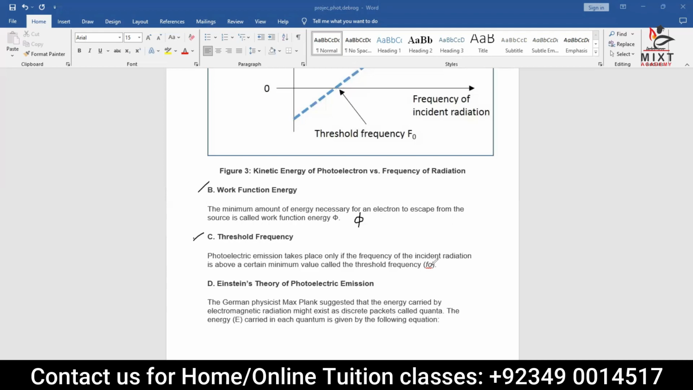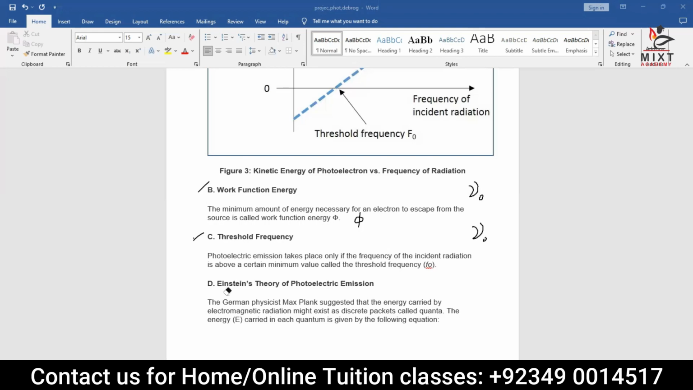Here the threshold frequency is written as f naught. Remember that there is another way of writing that as well. This sign is called phi. So sometimes you can find this as f naught, and sometimes you can find it with that sign. Don't be confused, both mean the same. So write with f naught, and write this sign as well. Okay.